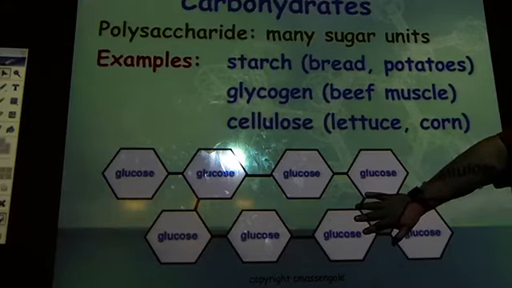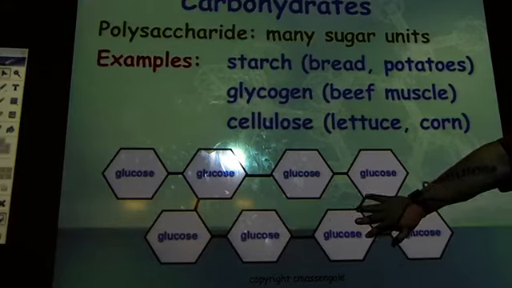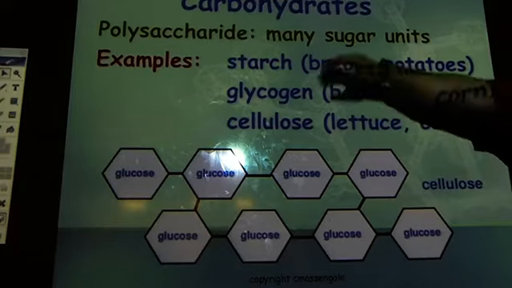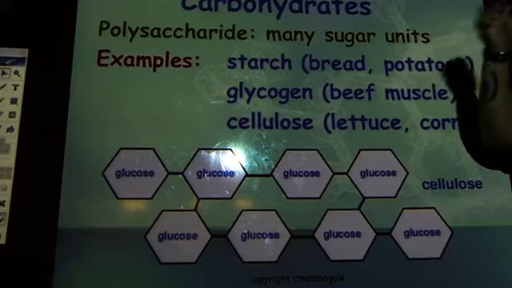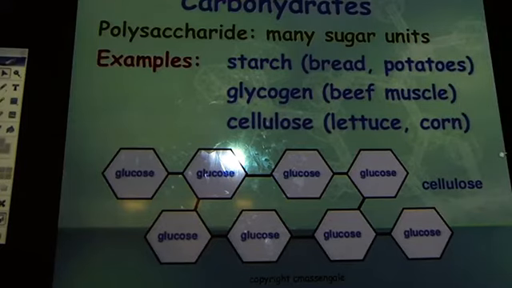Hey, guess what? I don't want you to draw this either. Doesn't this look ugly and complicated? We don't have time to draw that. I'm going to show you an easy way to draw it. Polysaccharides. Lots of sugar units together. Lots of monomers built together using dehydration synthesis.